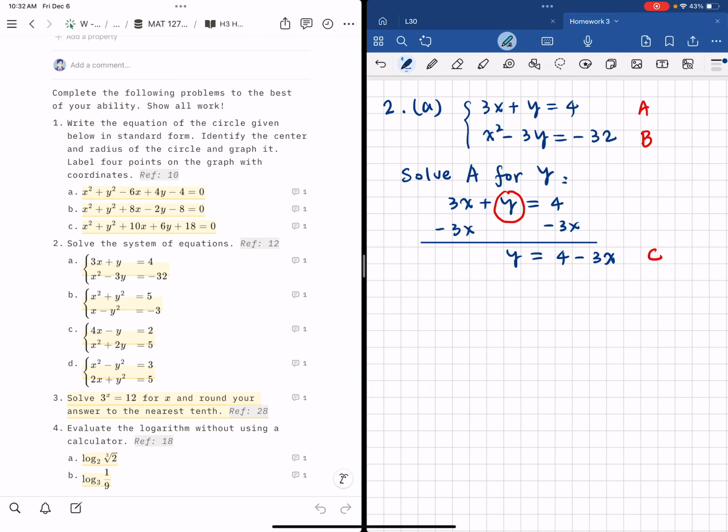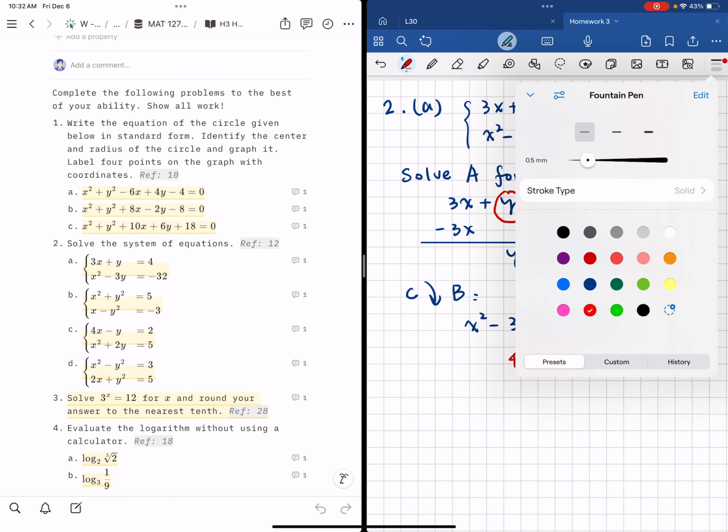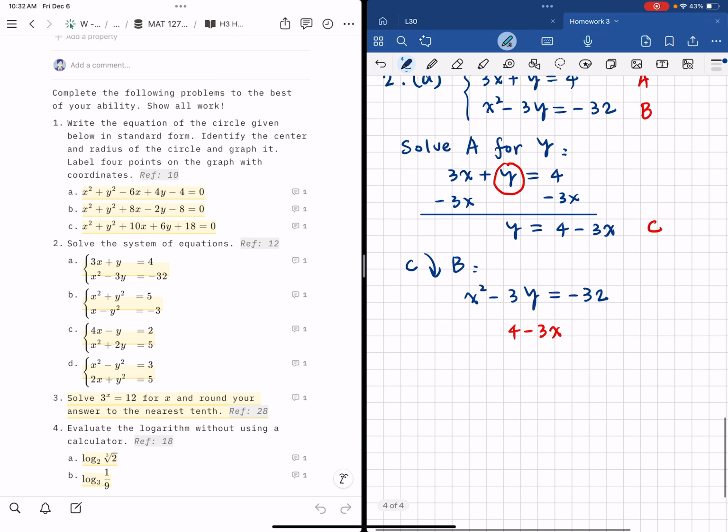The next step is the substitution. I'm going to substitute this equation C into equation B. So equation B says x squared minus 3y equals negative 32. For y, I'm going to replace that with the expression of y in equation C, which is 4 minus 3x. And I'm going to copy the rest of this equation. x squared minus 3 times y equals negative 32.